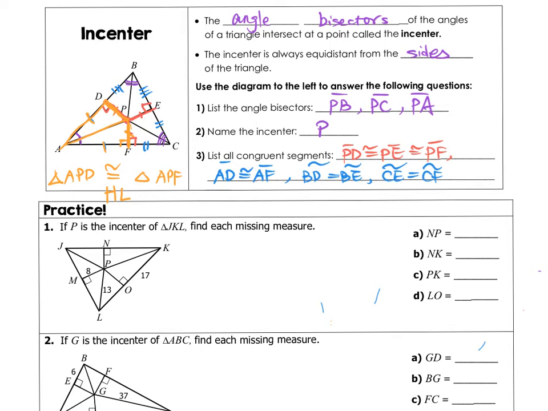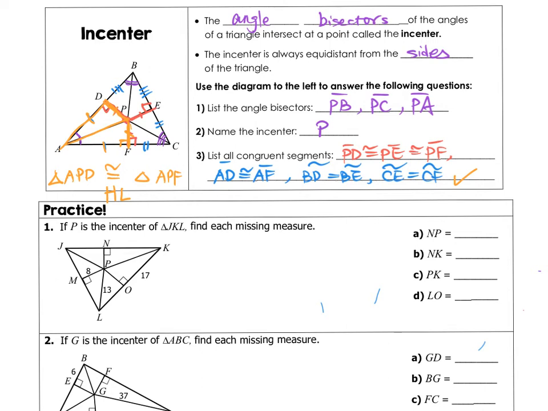Okay, so you can use the same method to prove the other pairs of right triangles are congruent and ensure that you understand these congruency statements. So let's see how we can put this into practice.